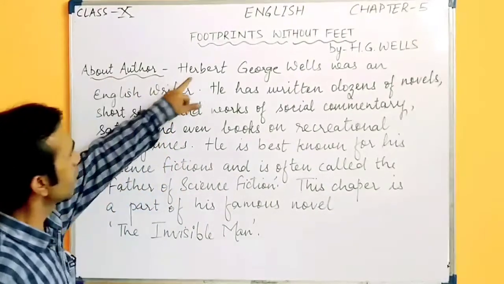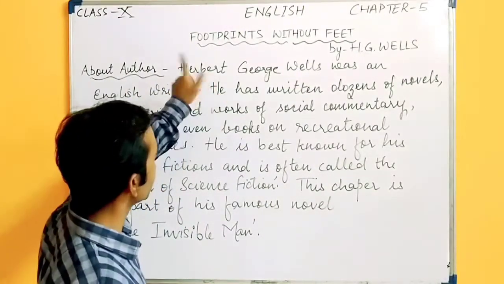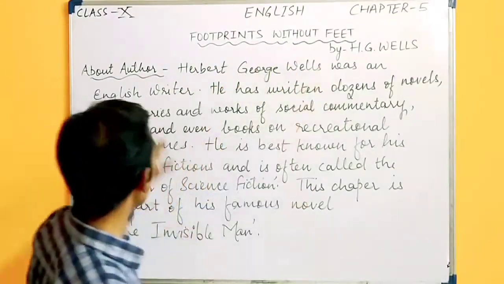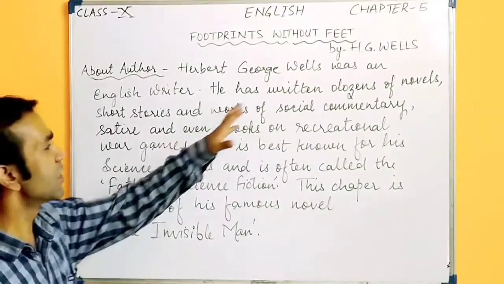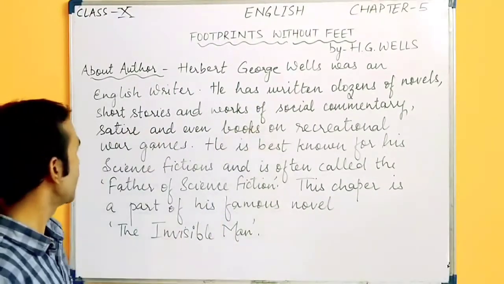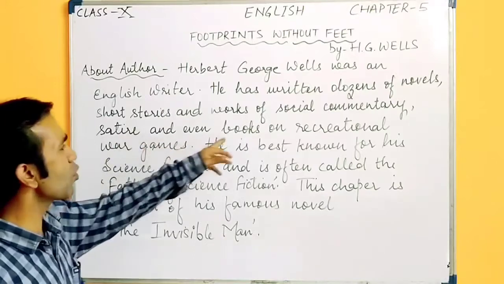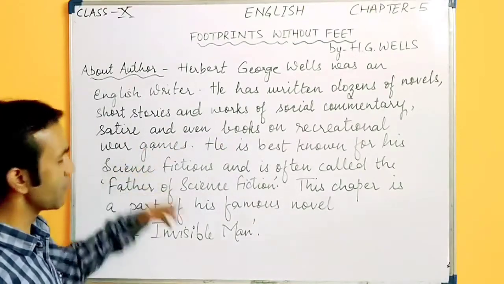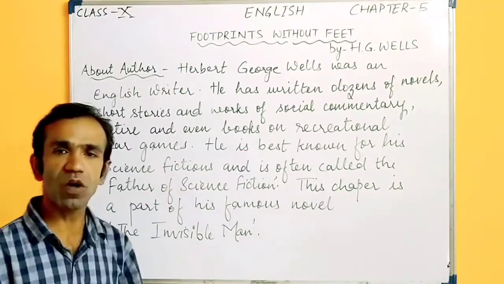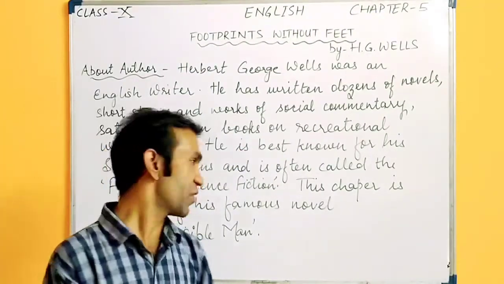The author is H.G. Wells, which means Herbert George Wells, who was an English writer. He has written dozens of novels, short stories and works of social commentary, a satire and even books on recreational war games. He is best known for his science fiction and is often called the father of science fiction.